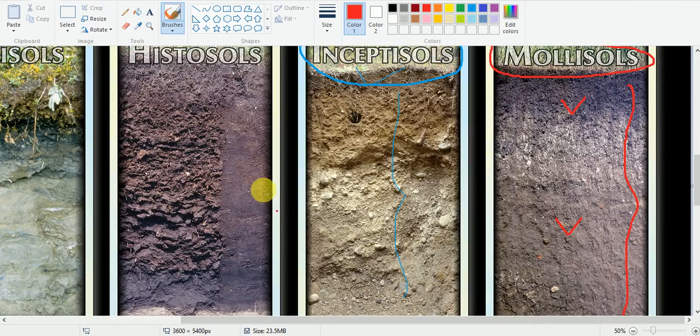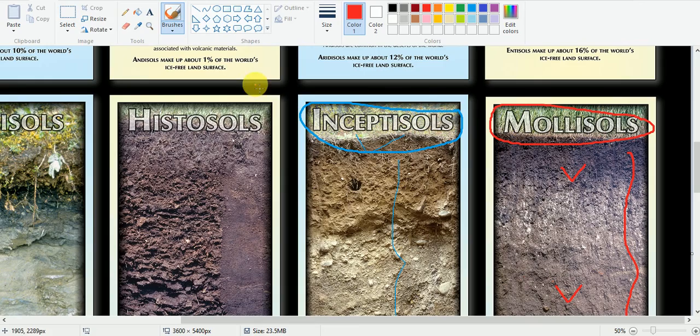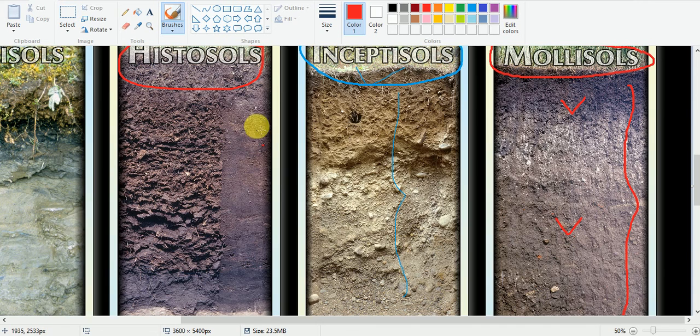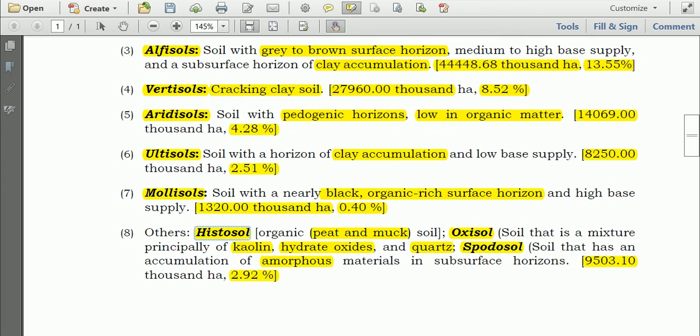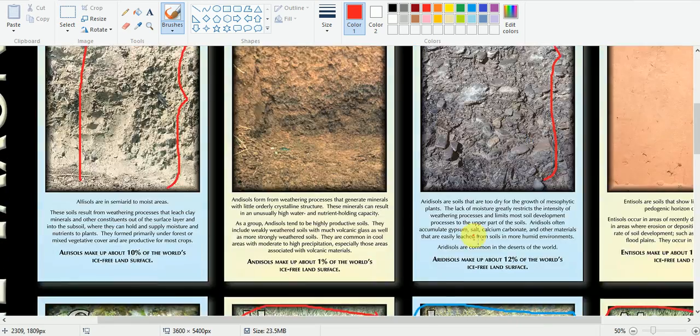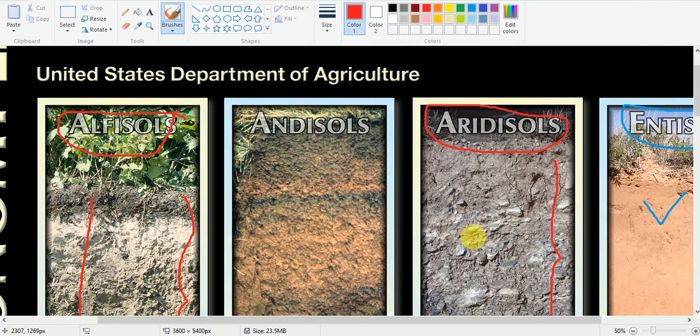Histosol is here. So this is Histosol, and see the profile. Okay, this is Histosol. And what is the other one? The other one is Oxisols.